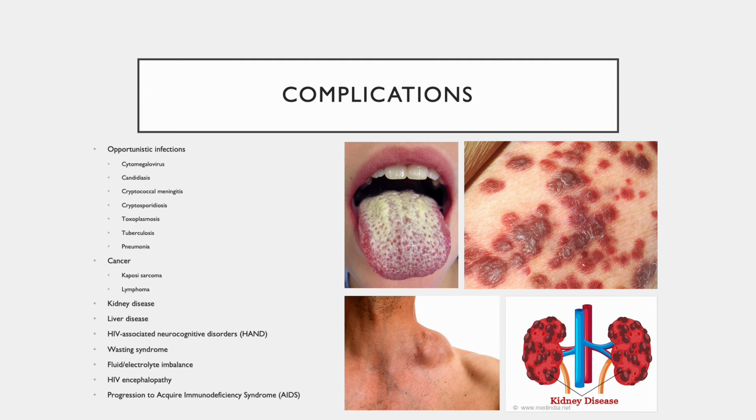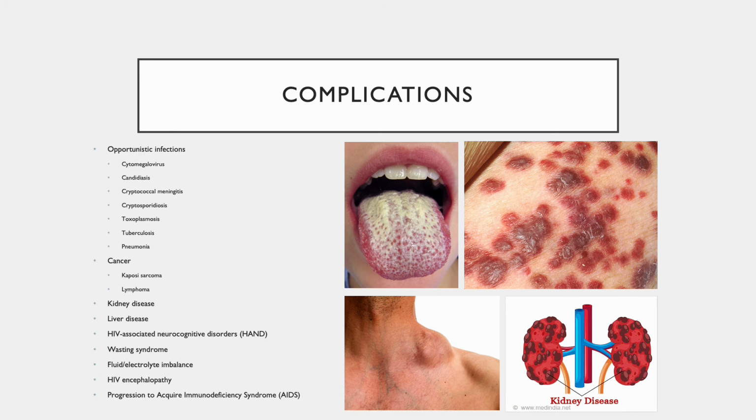So there are quite a few complications with HIV and AIDS as well. The first one being opportunistic infections. Some of these opportunistic infections include cytomegalovirus, candidiasis, which is yeast infection, cryptococcal meningitis, cryptosporidiosis, toxoplasmosis, tuberculosis, and pneumonia.